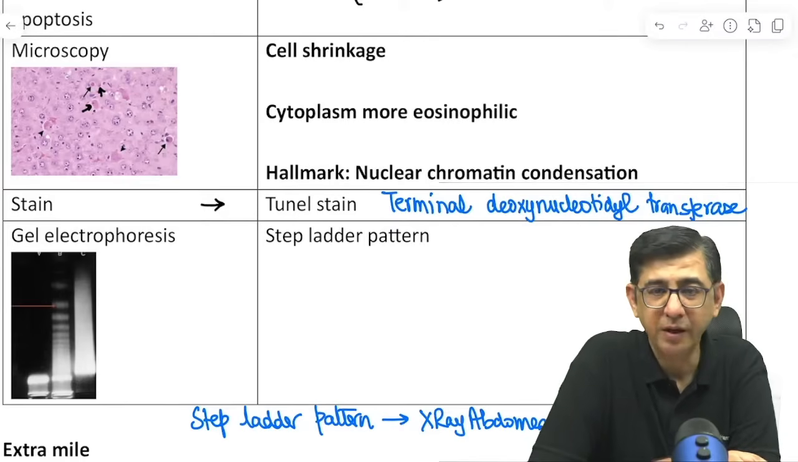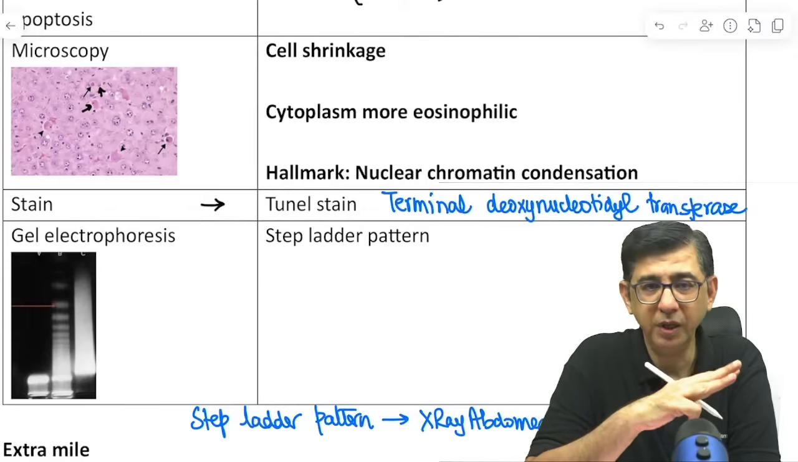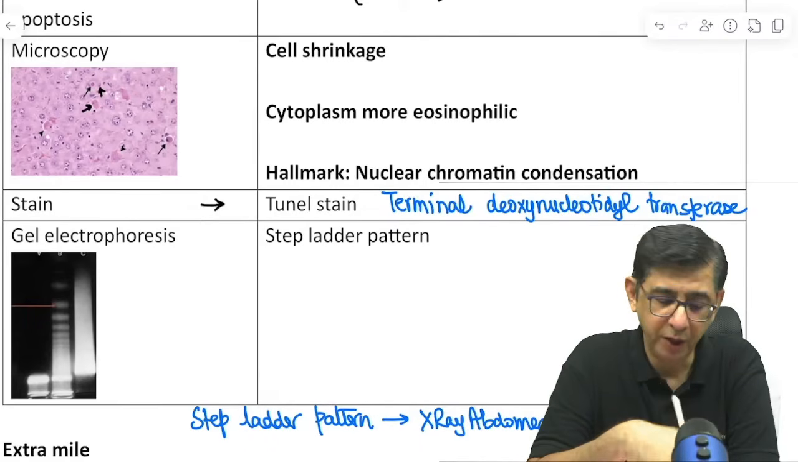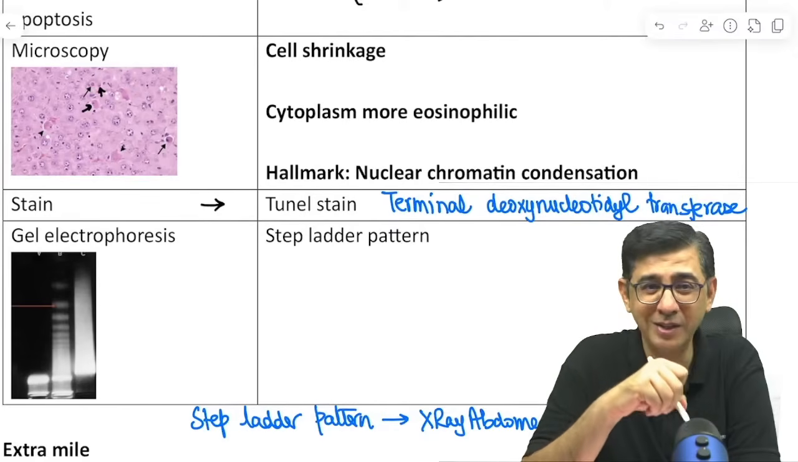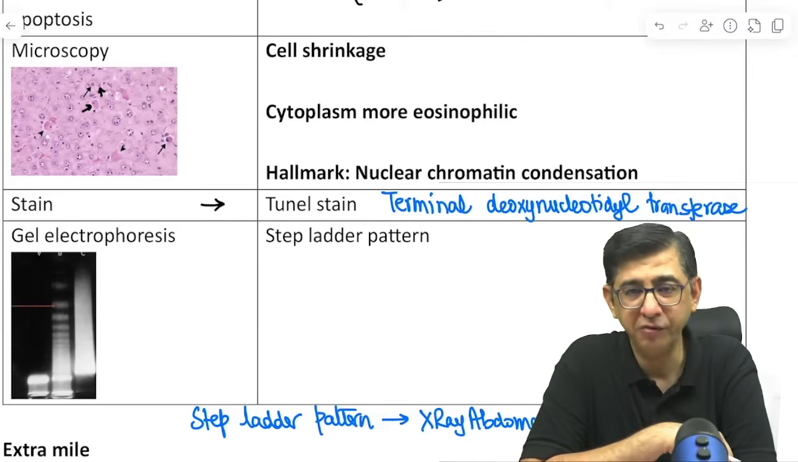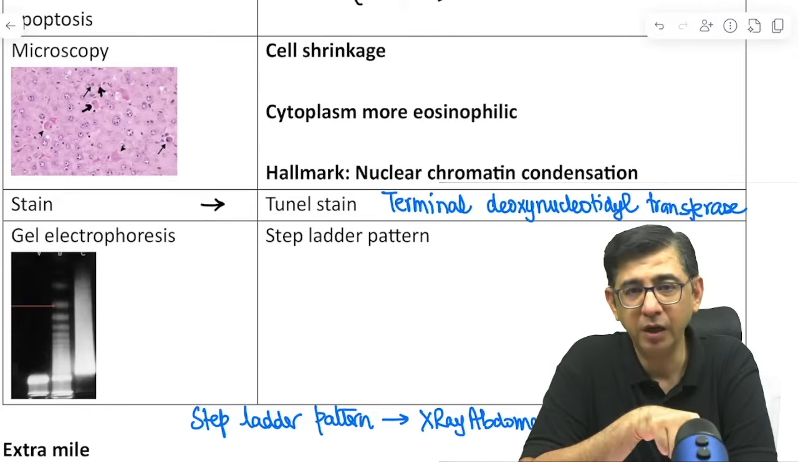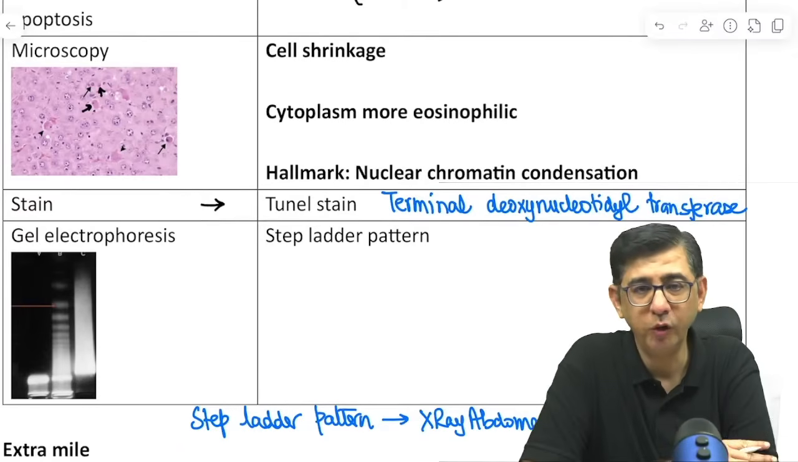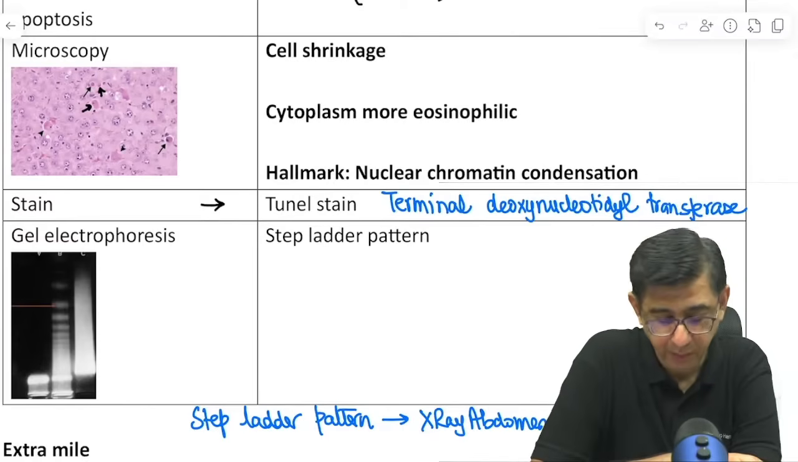Practicing again: marker, molecular marker, and then the stain which is responsible. Gel electrophoresis you will answer, right? It is marker, molecular marker, and the stain component to be remembered. The first question was molecular marker CD95. Then a marker, that was annexin B. And the stain is TUNEL, that is terminal deoxynucleotidyl transferase stain, along with that the histopathological finding that would be present.